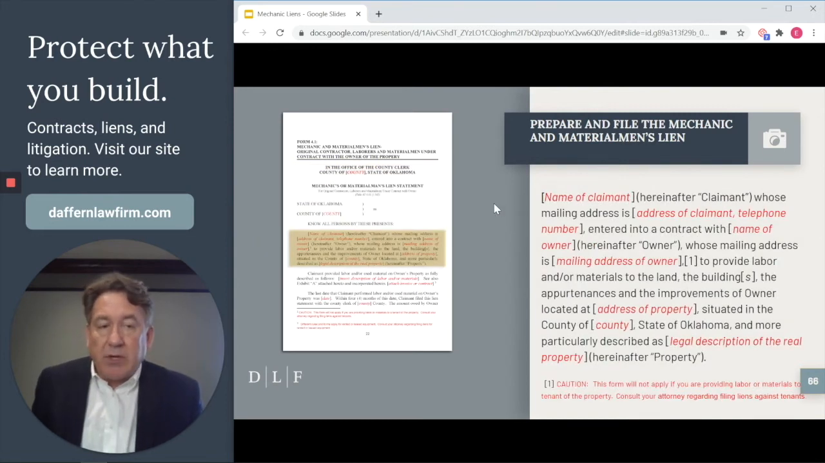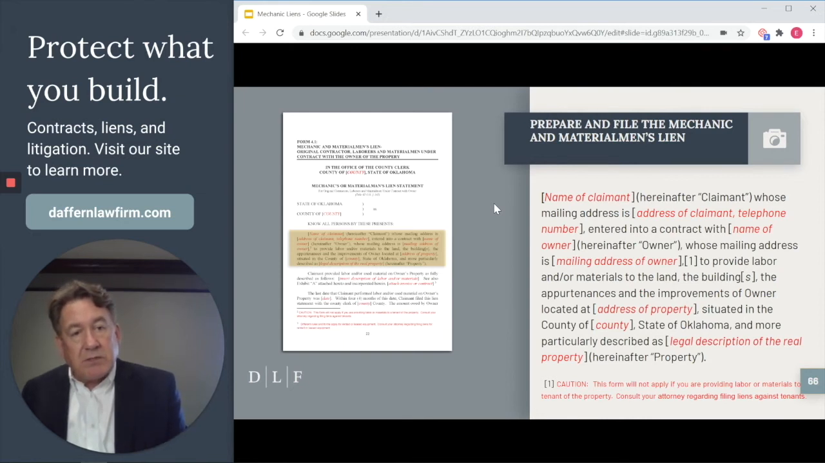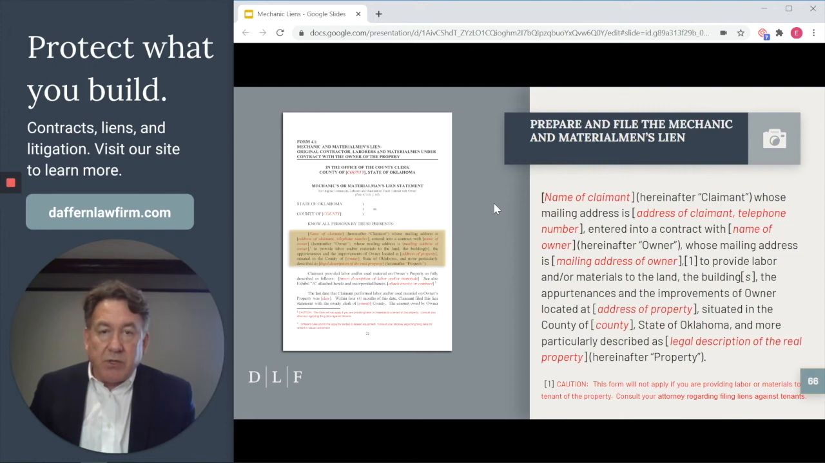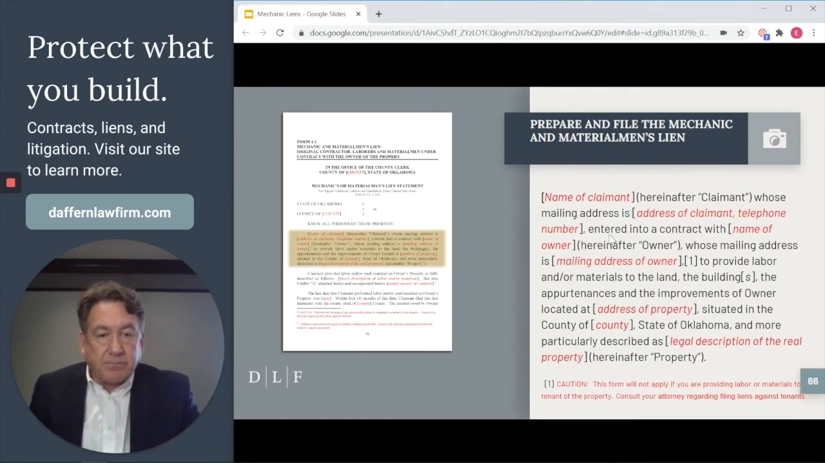And again, just like the pre-lien notice, this is very simple. You put in the name of the claimant, your address, telephone number, the name of the owner of the property, the mailing address of the owner, the address of the property where the project is located, the physical street address, in the county where it's located, and then the legal description of the real property. Again, by this time you should know it by heart because you've pulled it up so many times. You just pick it up out of the checklist, drop it into the mechanic lien.